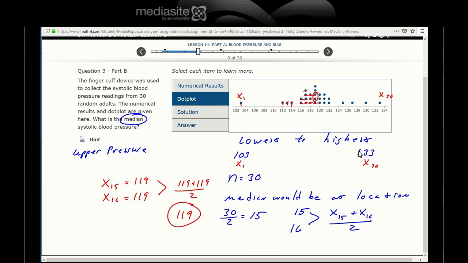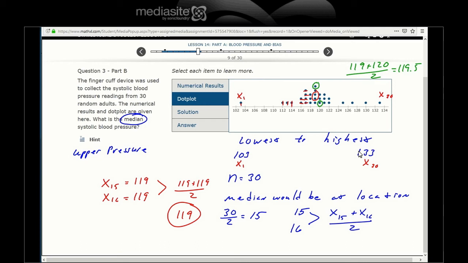Now, just for argument, say as we were counting, we found it was this one and that one. Those were the two numbers, X15 and X16, the 15th position and 16th position. In this case, it would have been 119 plus 120, or 119.5. But that green is not the case. Red is. We counted and found it was these two. That was just a what if.